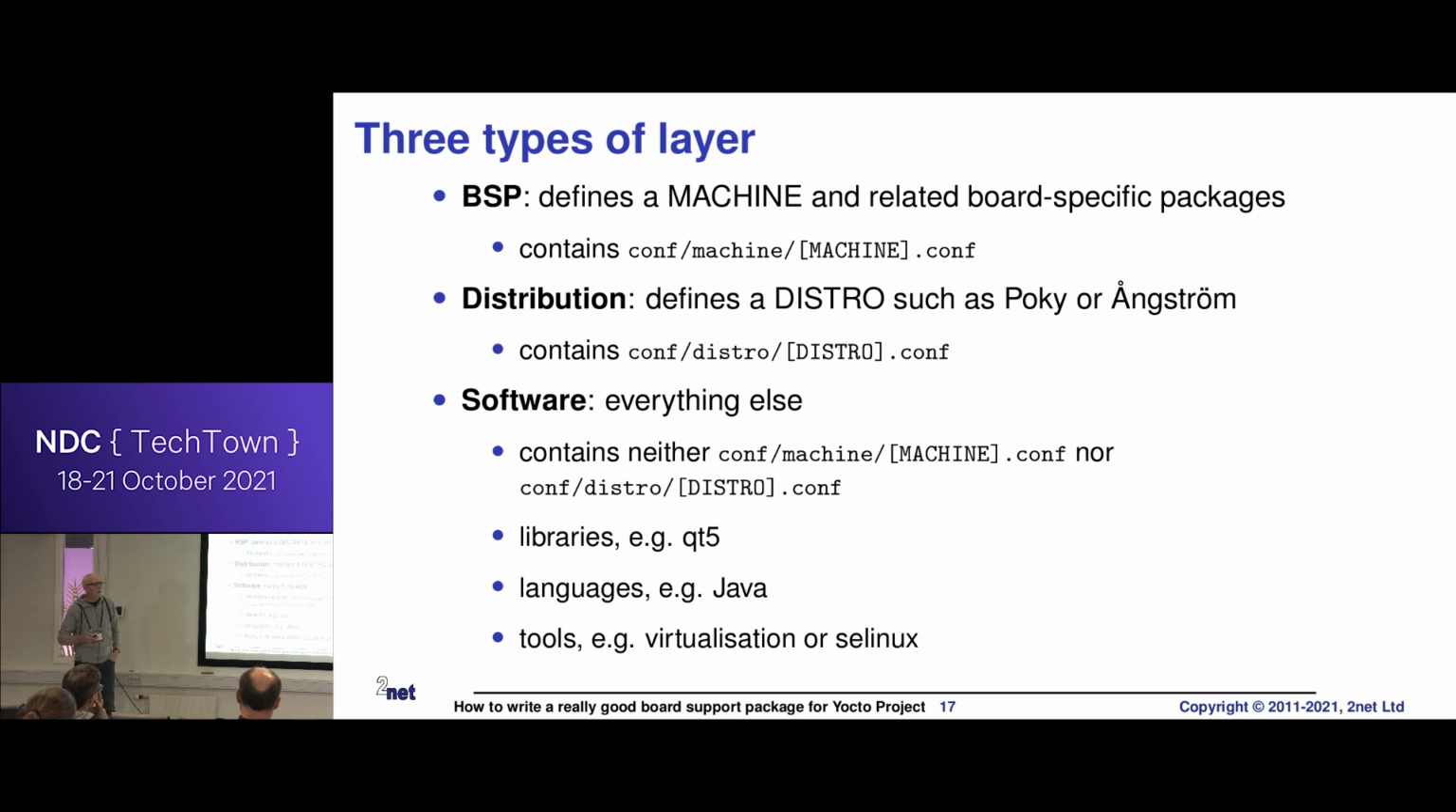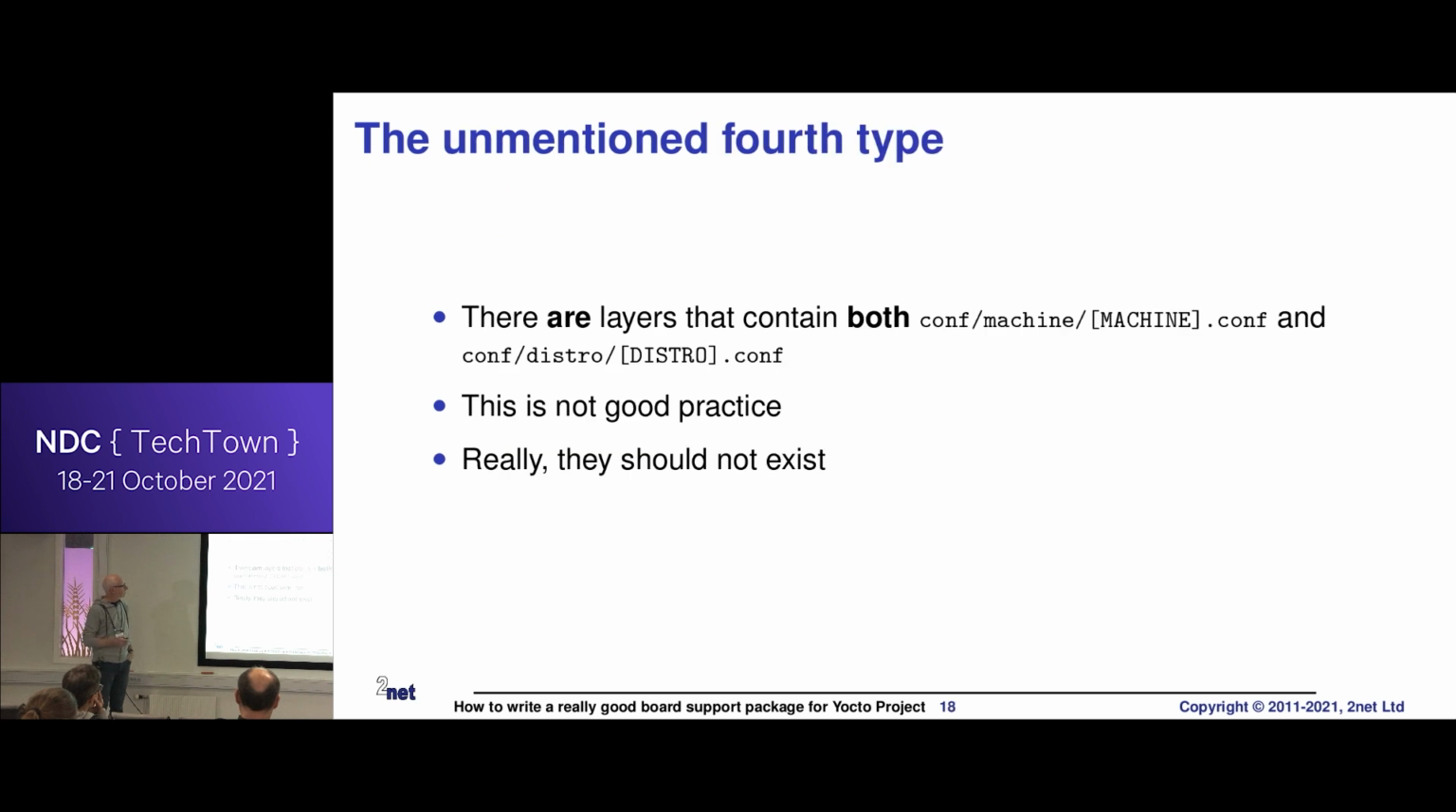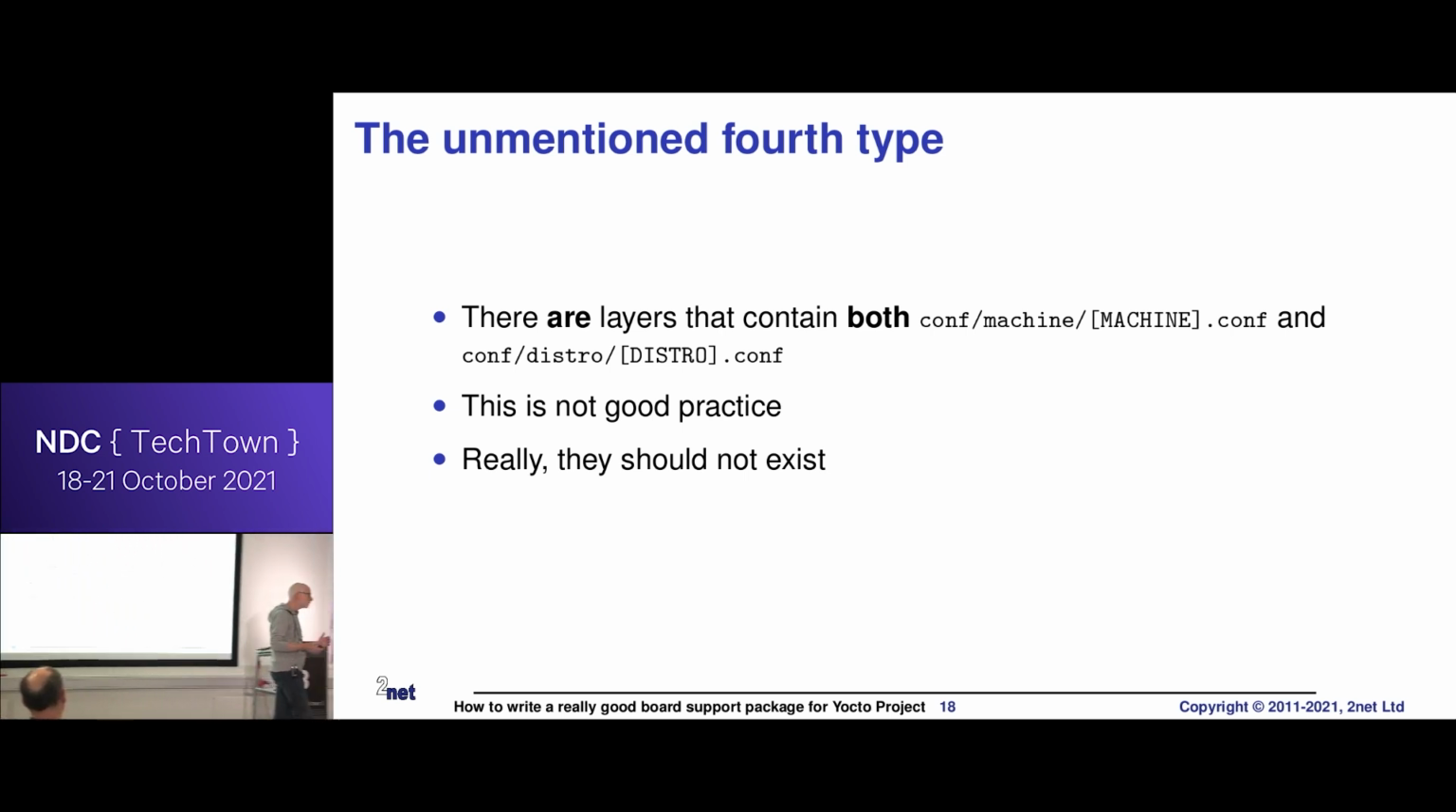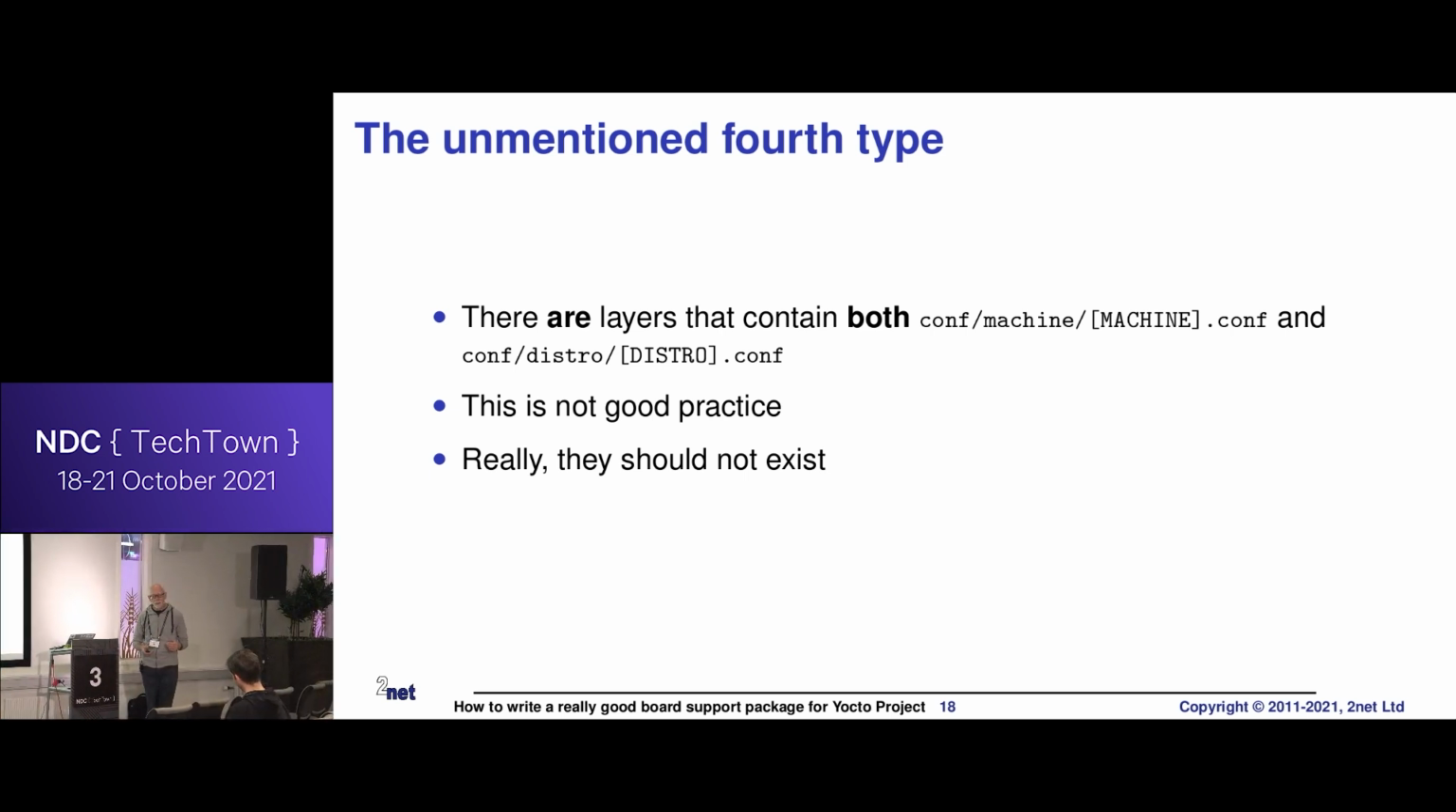So like I said, the layer concept is really, really powerful. Yes, it may have occurred to you in my description of that, there is a fourth option. You can have a layer which has both a machine and a distro configuration. We do not talk about these. They should not exist. They do exist, but really they shouldn't. So if you find you have a layer which has both of these things, something somewhere has gone wrong, and you really need to refactor it.